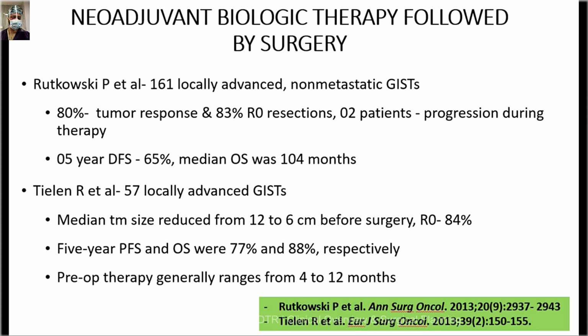In another study, 57 locally advanced GISTs were given neoadjuvant therapy. The median tumor size reduced from 12 to 6 cm before surgery, and R0 resection was achieved in 84% of cases. So when there is a local invasion, in locally advanced GIST, neoadjuvant therapy has a definitive role, and there is a high probability of achieving R0 resection following imatinib therapy.